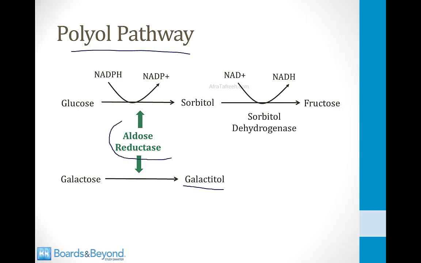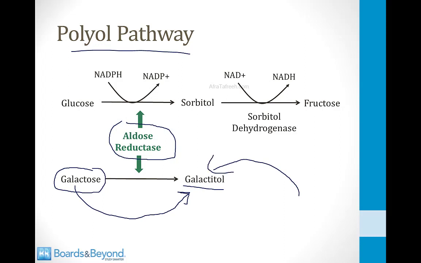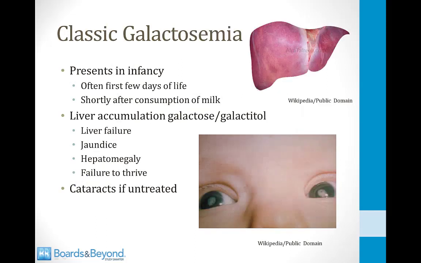The enzyme aldose reductase, which converts glucose to sorbitol, can also convert galactose to galactitol. So when galactose levels get high in galactosemia, you can have a buildup of galactitol in the lens of the eye, and that can cause cataracts, just like sorbitol can cause cataracts in diabetics. So the main problems in classic galactosemia are going to relate to cataract formation in children and liver dysfunction.